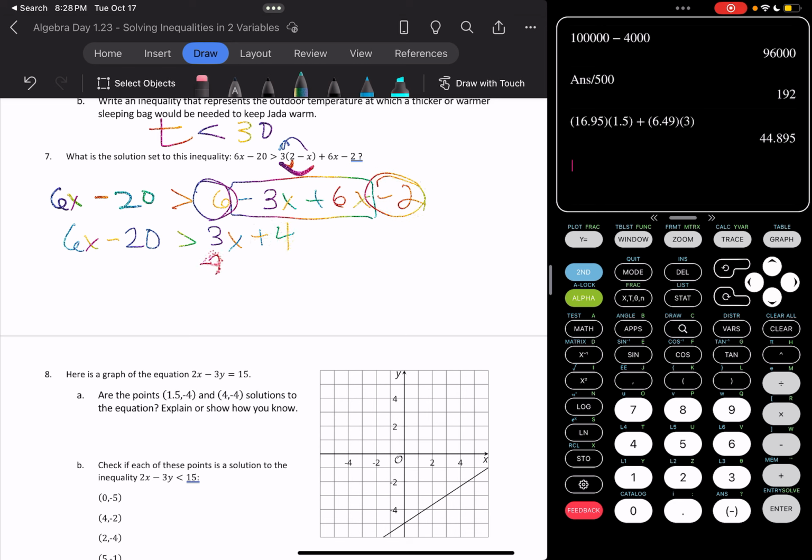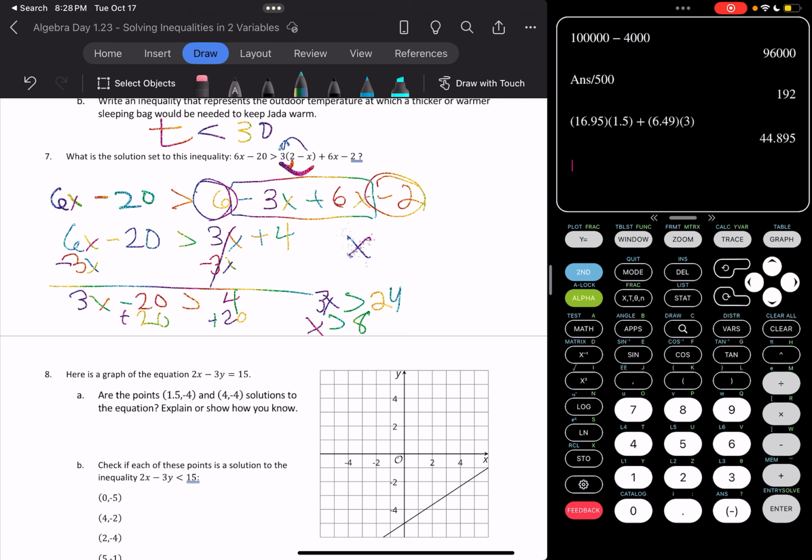Now I want to move my x's so that they are all on the same side. So we get 3x minus 20 is greater than 4. Add 20 to both sides. We'll get 3x is greater than 24. x then is greater than 8. So our solution set is x is greater than 8.